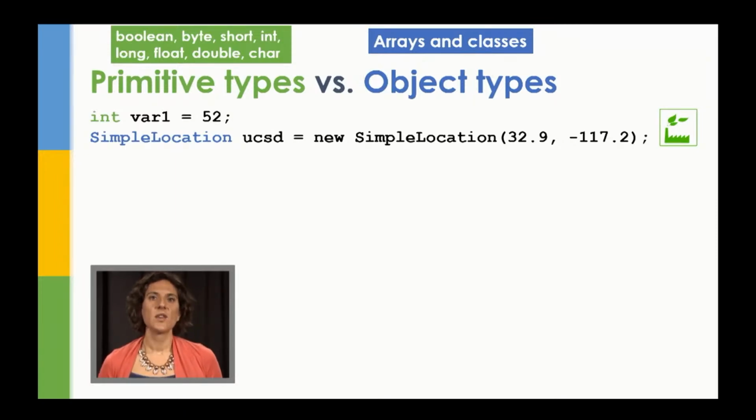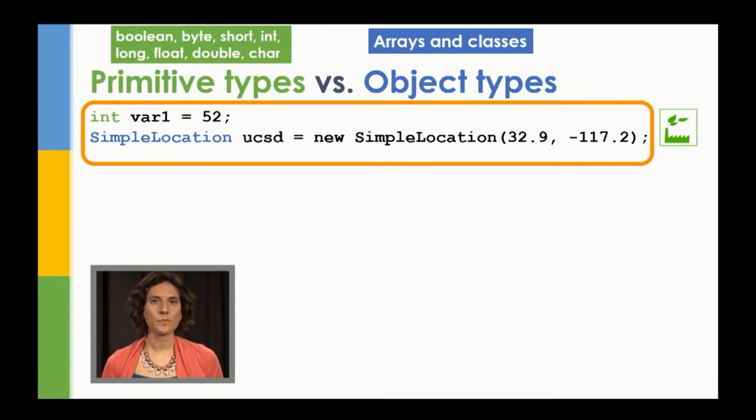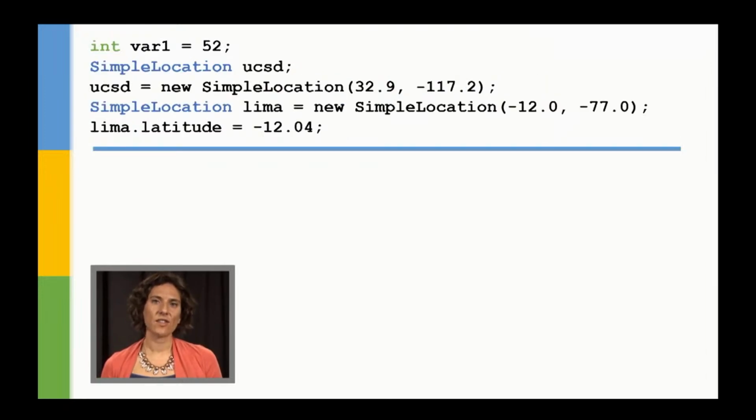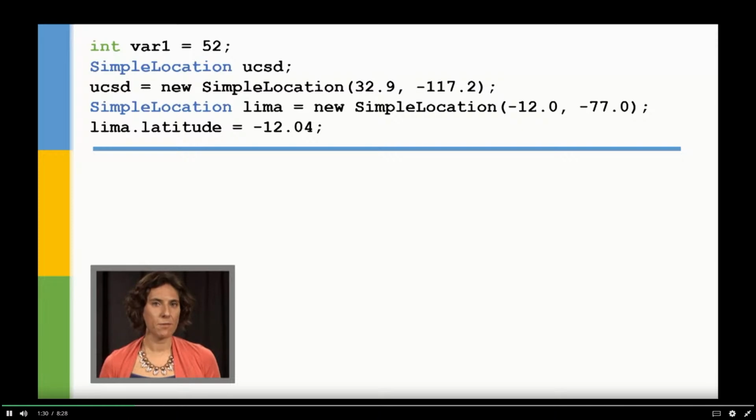So obviously learning how to add objects into our memory models is going to be really important for reasoning about code. Here's a short snippet of code, just 2 lines, that shows an example of both a primitive type, the integer, and an object type, which is our class SimpleLocation, which we defined in the last lesson. We're going to step through this code the same way we did in the last video and draw the memory model as we go.